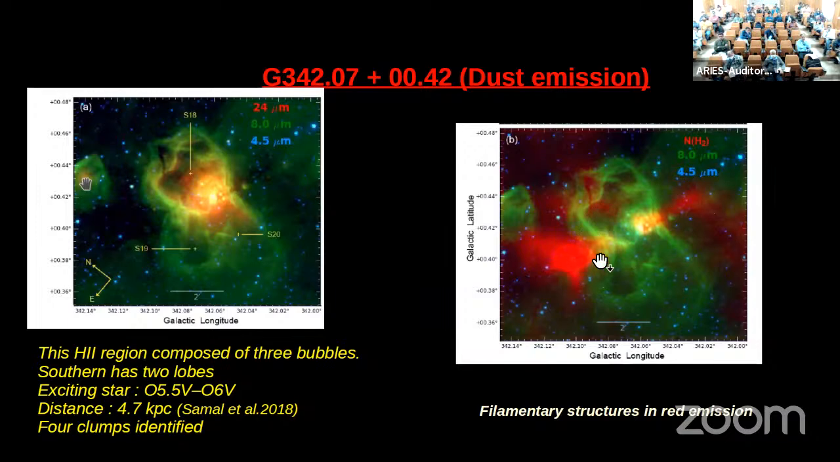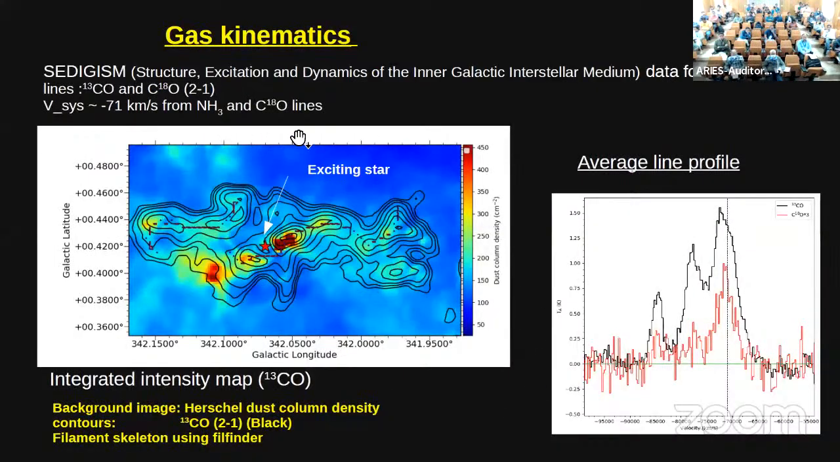So we need to know what the kinematics is towards this filamentary structure. I've used the SEDIGISM data for 13CO and C18O (2-1). For the large scale structure of these filaments, I have mostly used 13CO, and for the high density part, C18O. The background image is the column density, and these are the three 13CO integrated intensity contours. The systematic velocity from the average profile was found to be around minus 71 kilometers per second.